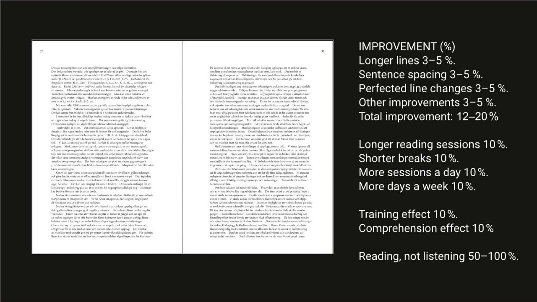Now we've covered the immediate improvements. There are also many indirect improvements. One example concerns the length of the reading sessions. You might read for 22 minutes instead of 20. This gives an improvement of about 10%. The pauses between the reading sessions may also differ. They will perhaps take 12 minutes instead of 15. That gives another 10% improvement.